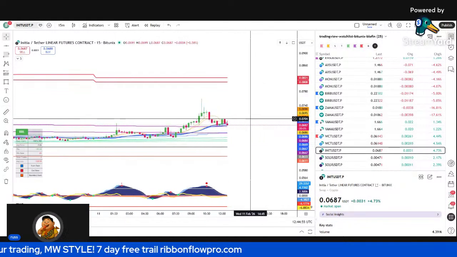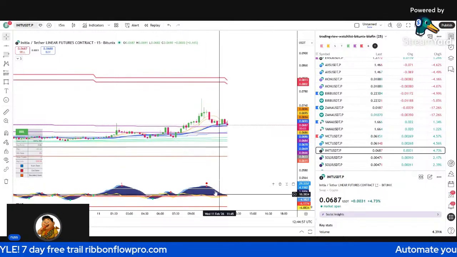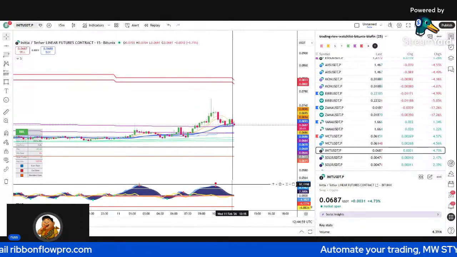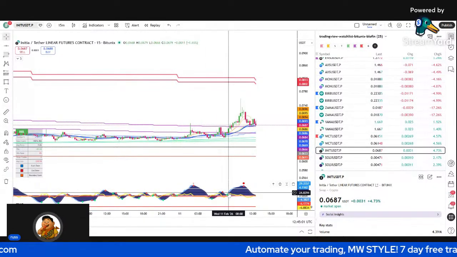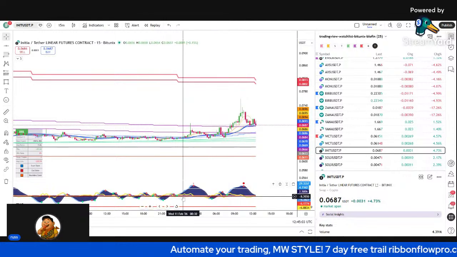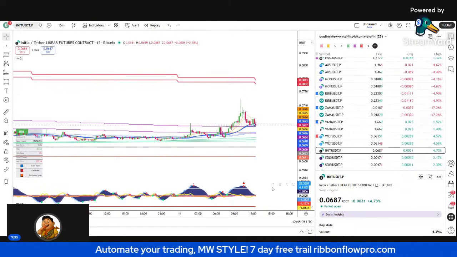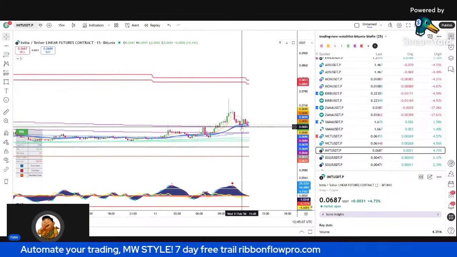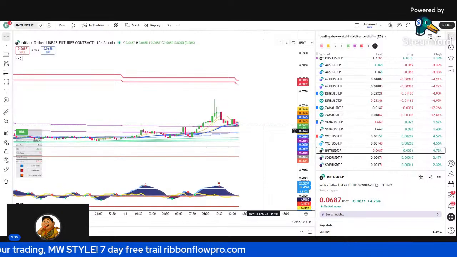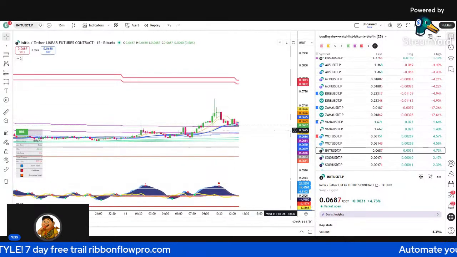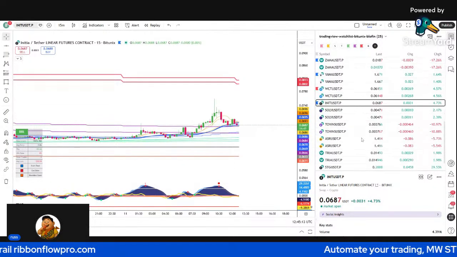I'll probably watch this one on a 15-minute, and when momentum comes lower, and we get a buy signal like here and here and here and here, when we get that buy signal on a lower time frame on this, I probably will nibble on in it to win it.